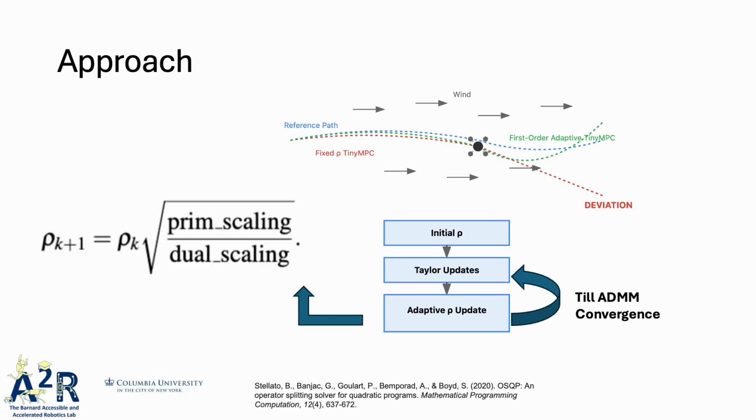Our parameter update rule is inspired by OSQP. We use the formula shown here. This balances constraint satisfaction and optimality throughout the optimization process. The update frequency is controlled by a hyperparameter tau, allowing us to balance adaptation quality with computational overhead.